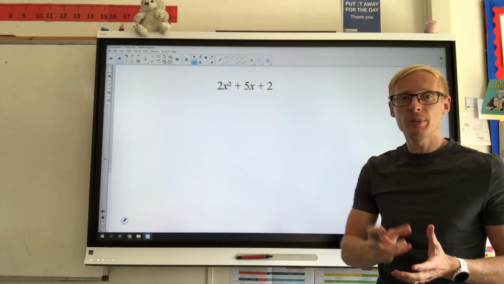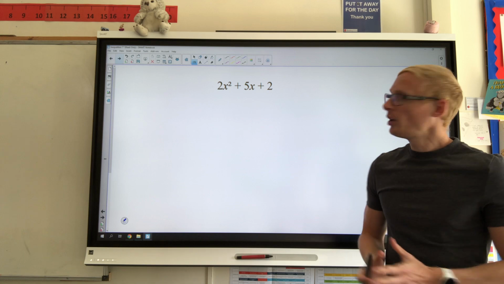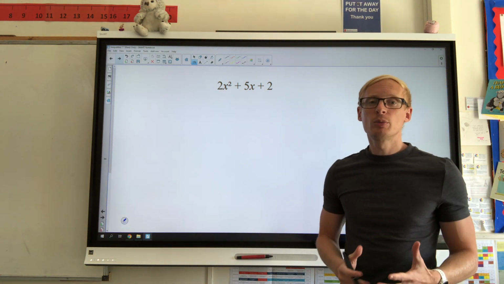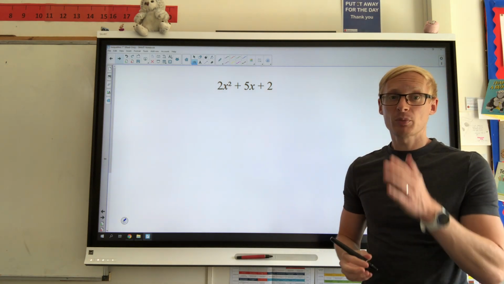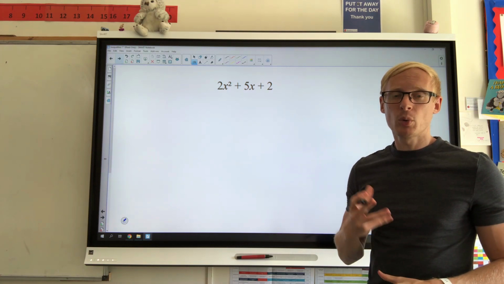Within your class, you may have been taught a slightly different method. You may have looked at the idea of inspection, understanding how to factorise it straight away. However, the vast majority of you have looked at the idea of multiplication first and then splitting the middle term. So I'm going to focus on that method and help people understand that way of doing it.